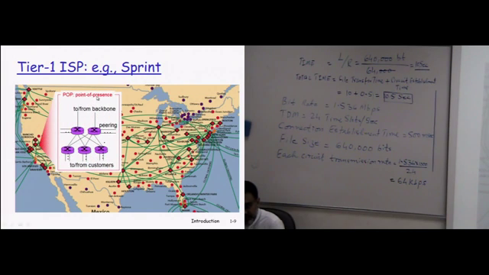They should have their points of presence. So these are their points of presence, and they can have a peering connection with the other one. For example, this one, this one, this one. This is from the backbone, this is from the customer, and this is the peering between them.